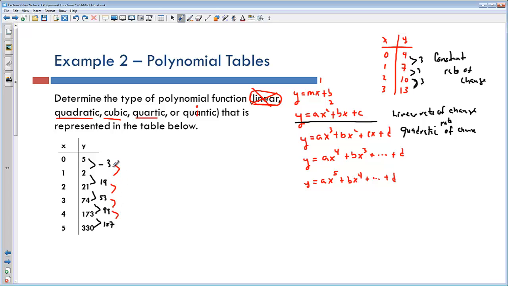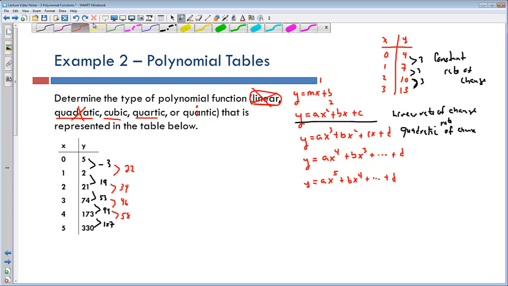So you take 19 minus a negative 3. So remember, minus and minus is a plus, so it's actually 22. 53 minus 19 should give you 34. 99 minus 53 should give you 46. And then finally, 157 minus 99 should give you 58. And again, you say, oh, these are not all the same. So now I know it's not quadratic. It doesn't have linear rate of change.